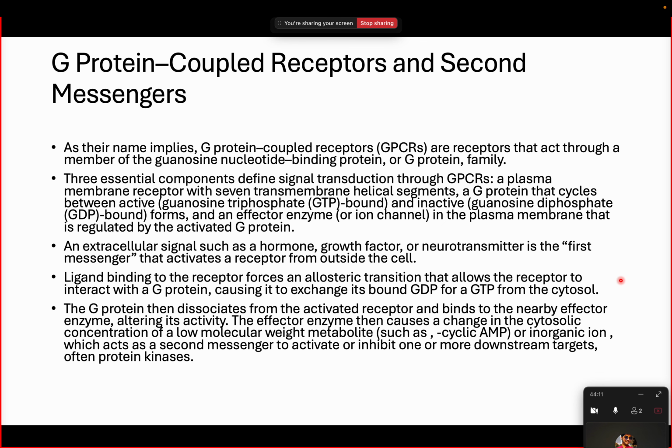Okay, the G protein then gets dissociated from the activated receptor and binds to the nearby effector enzyme, altering its activity. The effector enzyme then causes a change in the cytosolic concentration of a low molecular weight metabolite such as cyclic AMP or inorganic ion, which acts as a second messenger to activate or inhibit one or more downstream targets, often protein kinases. Okay.